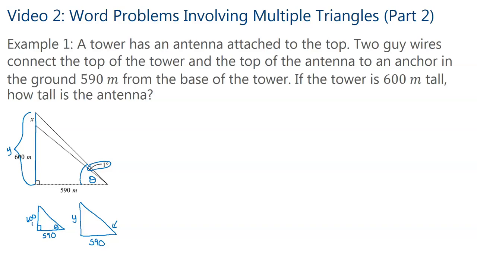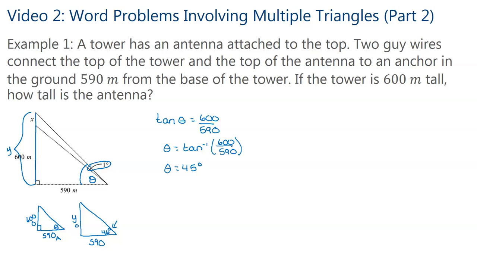So now I'm going to use the small triangle to find theta. The 600 is opposite, the 590 is adjacent, so that means I'm going to use the tangent ratio. So now setting that up, I get tan theta equals 600 over 590. Now I have to do my inverse tan to determine what the angle is. And when I punch that in the calculator, I get 45 degrees. So now that means that the angle in the larger triangle is 46 degrees, 45 plus 1.